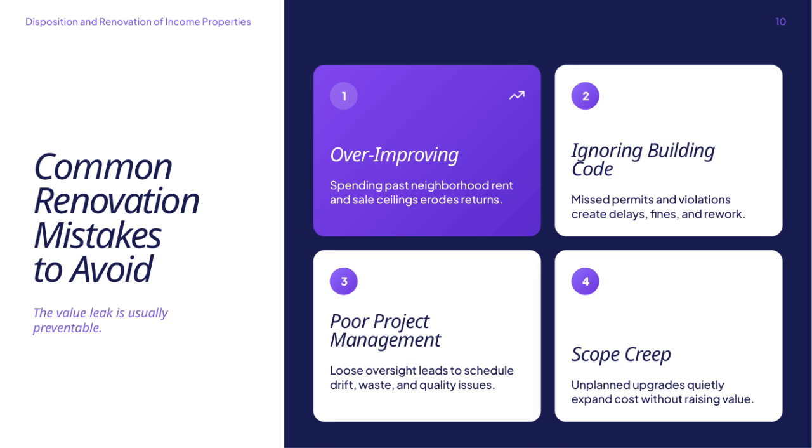Another critical mistake is poor project management. Without tight oversight, projects can drag on longer than expected, waste materials, and end up with subpar quality, which hurts your bottom line and the property's value. Finally, scope creep is a subtle but dangerous issue. Unplanned upgrades tend to quietly increase your costs without necessarily adding proportional value, so it's important to keep your renovation goals clear and stick to the plan. By avoiding these pitfalls, you can prevent value leaks and ensure your renovation adds meaningful value to your investment property.